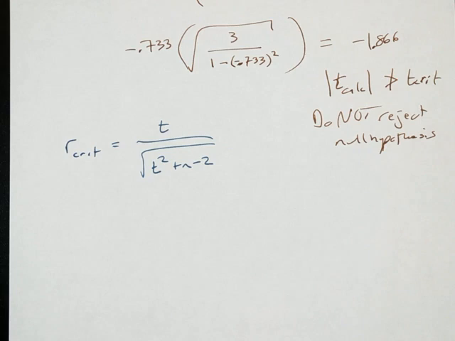How many degrees of freedom? There were 17 funds, so there are 15. So if I go to the 15 line on my t-table, and I say, all right, 5%, two-tail test, what's the t-value that's the critical value?